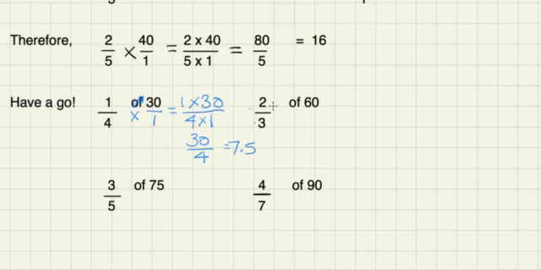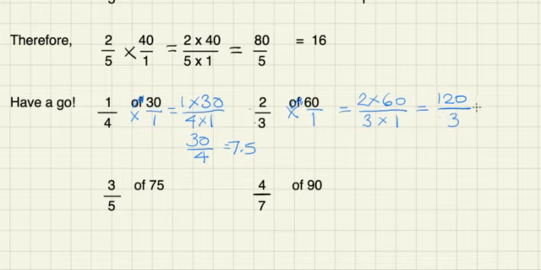So put the video on pause and have a go at this one. Hopefully you can apply the principle that you used previously. So the first thing you do is that 60 becomes 60 over 1. Get rid of the "of" and you multiply it. So this equals 2 times 60 divided by 3 times 1. So 2 times 60 is 120. 3 times 1 is 3.